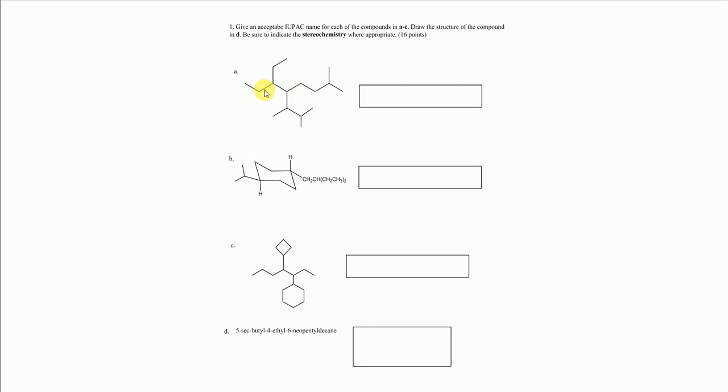Alright, so for the first one, we want to find the longest chain, and so I'm just going to eyeball it and quickly see if I can figure out where I have the longest chain. So I'm just going to do this. 1, 2, 3, 4, 5, 6, 7, 8. Okay. 1, 2, 3, 4, 5, 6, 7. Okay, let's see. What have I done already? Okay, so we have 1, 2, 3, 4, 5, 6, 7, 8 that way.